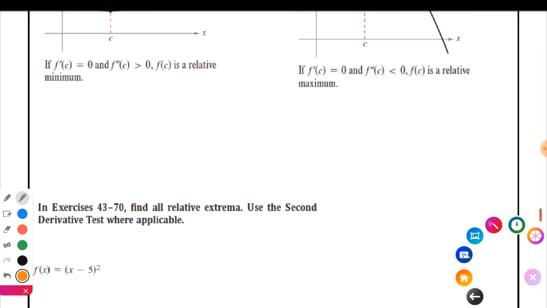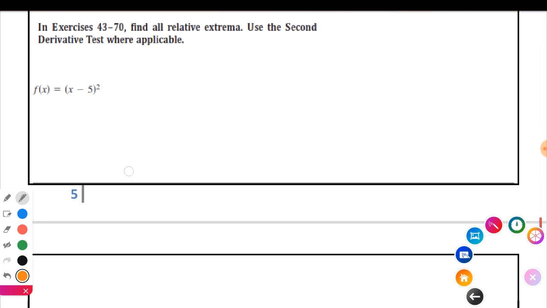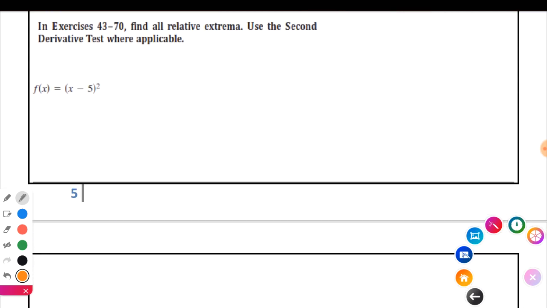Okay. Miss, now please, can you show me how to find the relative extrema using the second derivative test? So easy. I'll show you. I'll solve the first one. Then I'll post the solutions of the other questions.